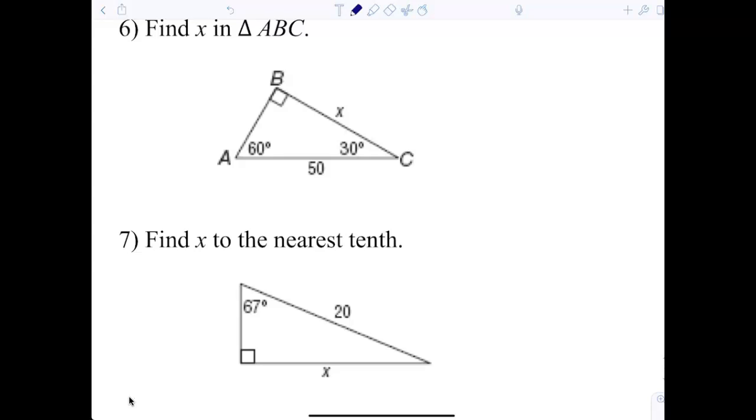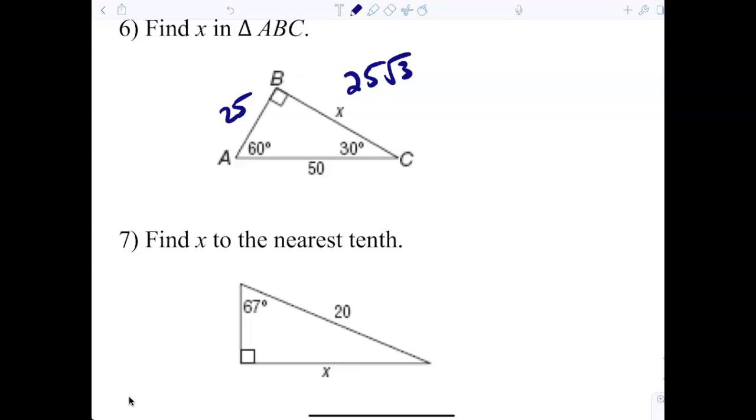So AB is how much? 25. All right. And then BC is 25 radical 3. All right. Everybody good with that? Yes. I used cosine. Yes, that's what I said. You could do that. Did you get AB to be 25?